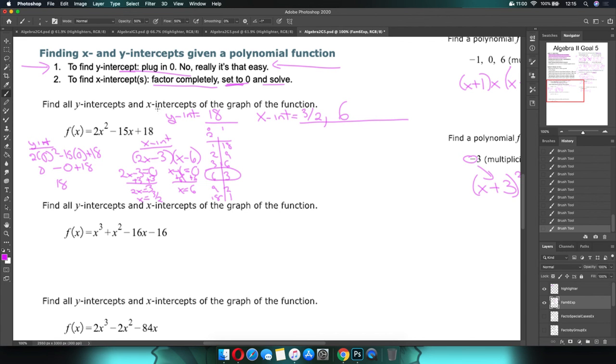So we have one very simple answer for our y-intercept. We happen to have two answers for our x-intercept, and also one of them was a fraction. So a very diverse range of answers.